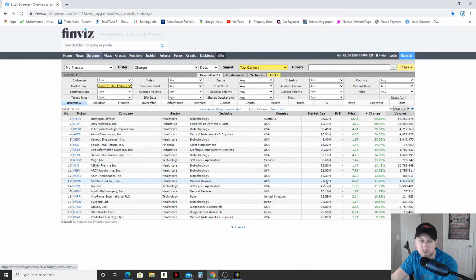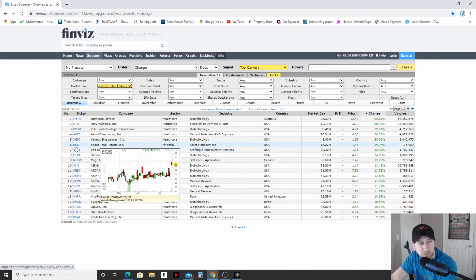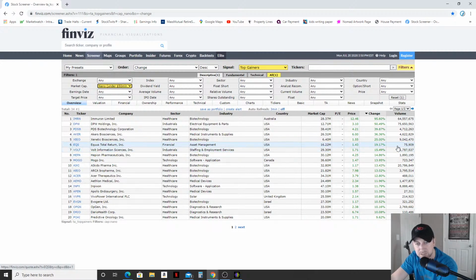If you're looking for smaller caps like me, then it's going to show you the top percent gainers for the day. It's going to have volume over here. You want to look at EQS for instance, and you come over here, and what you're looking for, if you see the volume is only 75,000 shares, not something we're looking to trade.